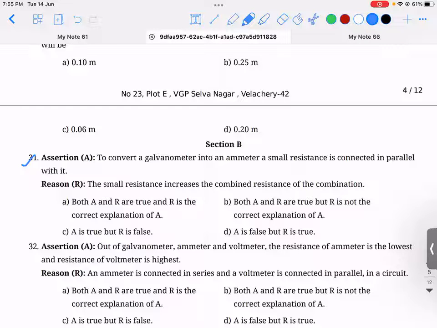31st. To convert a galvanometer into an ammeter, a small resistance is connected in parallel with it. Is it right? Yes, sir. It is true. So here two important points: parallel with it and small resistance. Both are true. The small resistance increases the combined resistance of the combination is false, because when you connect something in parallel, it decreases. That's how it works.